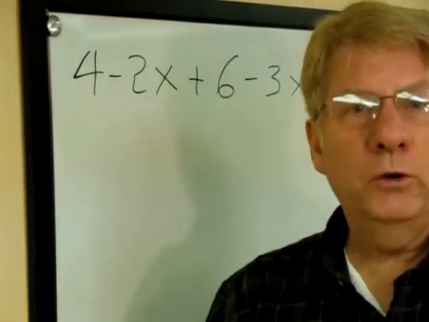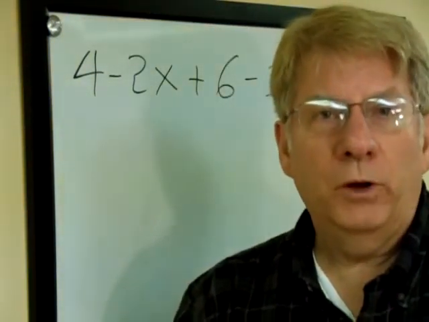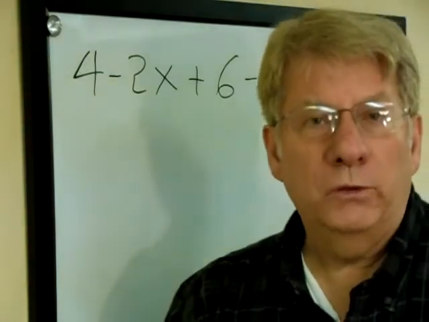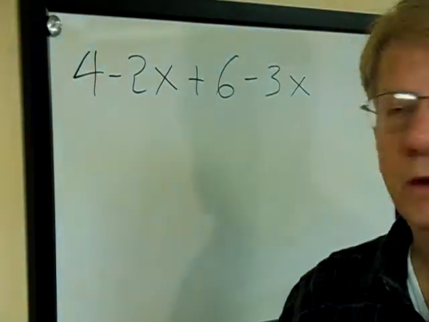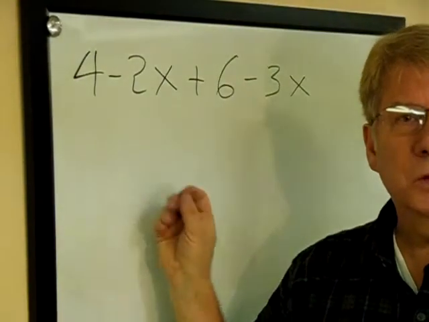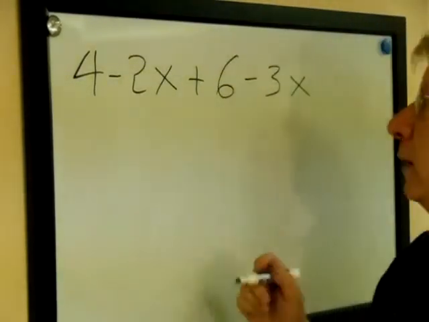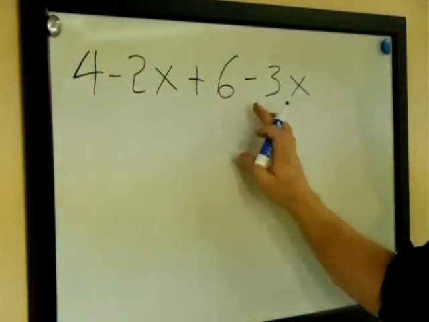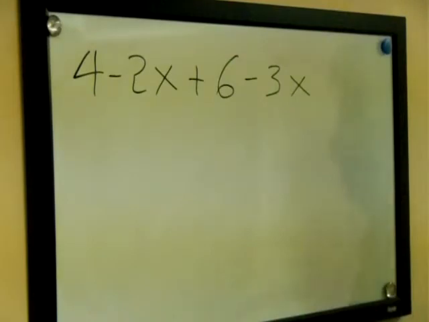Welcome to the third video for Factoring Day 1. On this one we take what we learned in the first two videos about the greatest common factor, and we see if we can use greatest common factors for something just a little more complex. So here we have an example, 4 minus 2x plus 6 minus 3x.